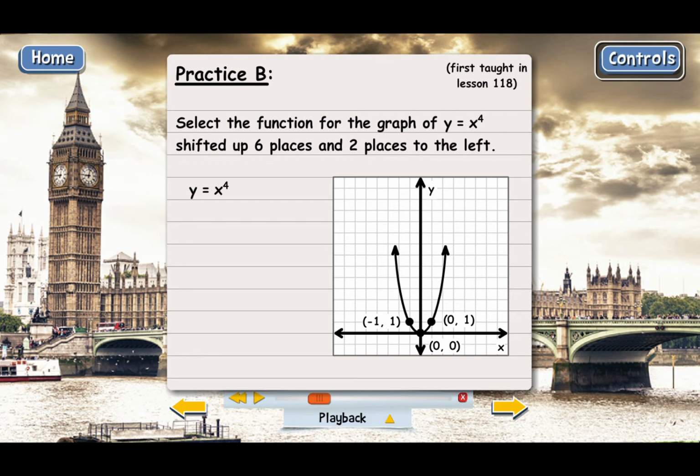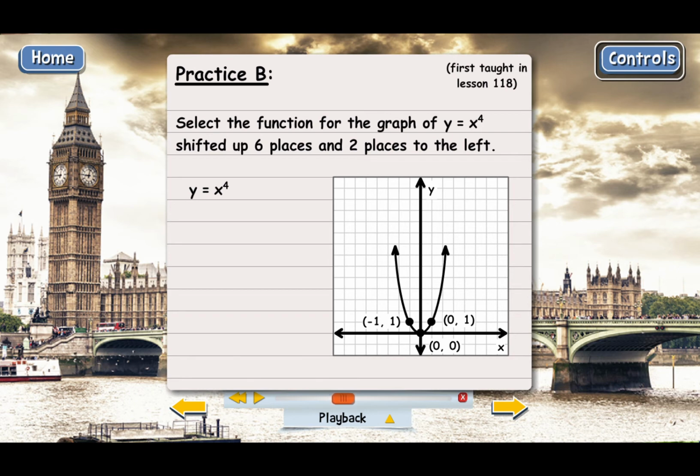When you're shifting a graph horizontally to the right or to the left, to change the equation you add a number directly to x. We call it an inside change because you put the addition inside parentheses to show that the addition to x happens first, before all of the other operations. We're going to do a shift 2 places to the left here. We'll start with that one. We'll do the vertical shift of 6 places up in a second.